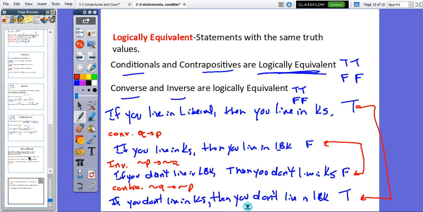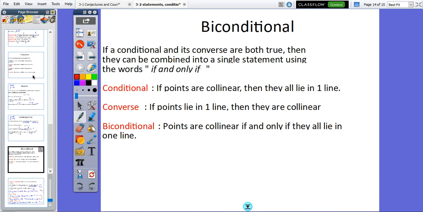Now, our last thing, like I said, we're going to talk about our last statement right here, which is our biconditional. Biconditional statements happen when both the conditional statement and the converse have the same truth value. When they're both true, we create a biconditional statement. Biconditional means two, so the condition forwards and backwards is both true. Okay, so it's true going P implies Q, and it's true going Q implies P. So because it goes forward and backward, it's a biconditional statement.